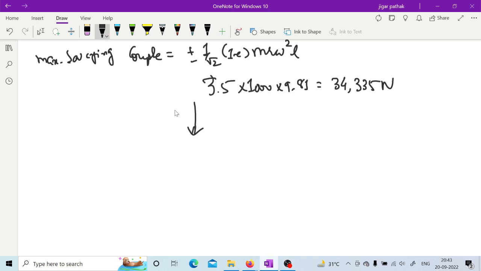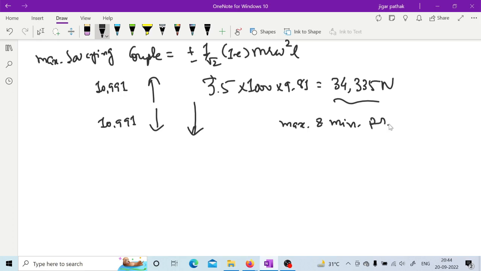Whatever hammer blow component you have calculated may act upward as well as downward, right? So that 10,991 Newton hammer blow can act in both directions. When it is downward, it will be added to the dead load, and when it is upward, it will be subtracted from it. That gives you the maximum and minimum pressure. So this is how you can calculate maximum and minimum pressure.